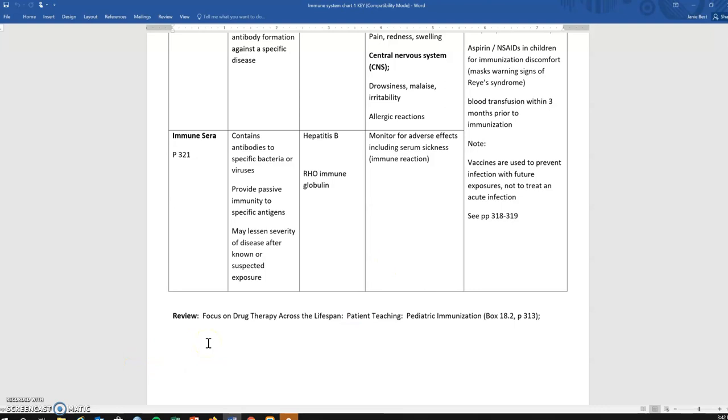Look at the focus on the family or focus on drug therapy across the lifespan, the patient teaching about immunizations that you find in your text.